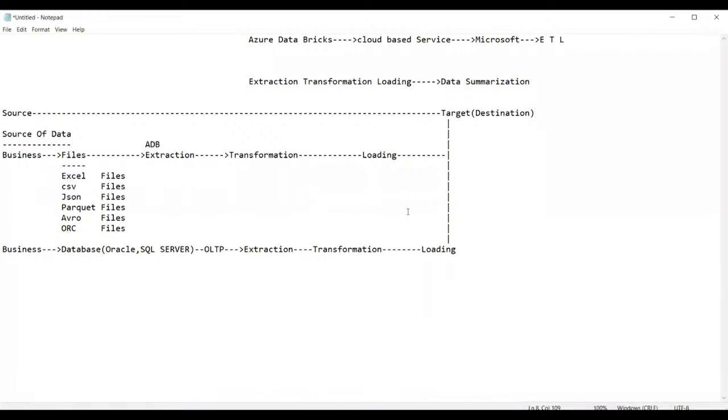Apart from getting the data from the businesses into the databases or into the files, we can also get the data in another way. It's from the business only, because we all work for business and get business data. So we get the data in the form of live streaming data. Live streaming data means, guys, stock market data.